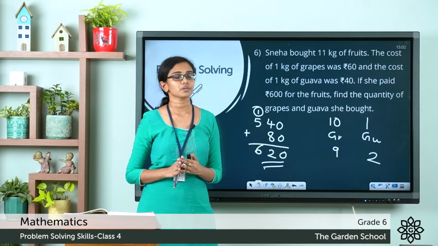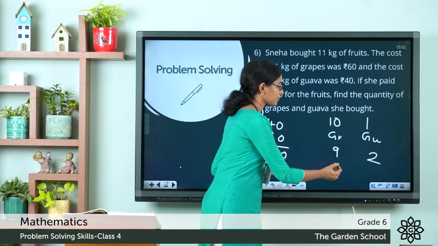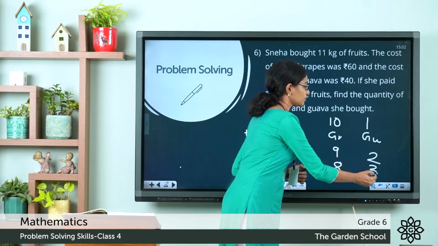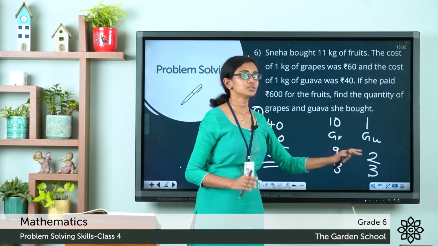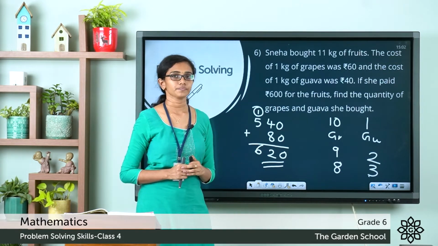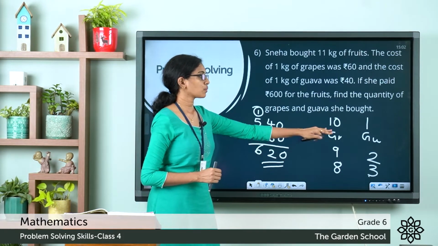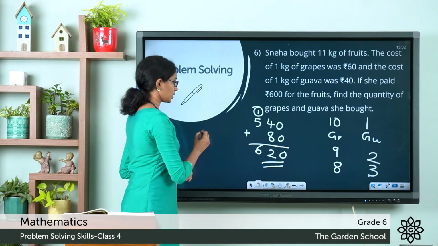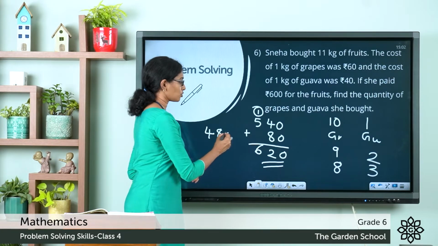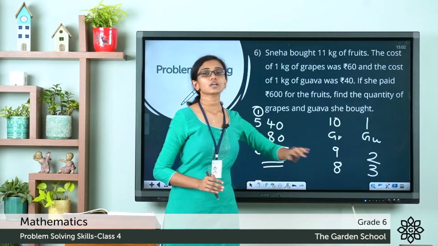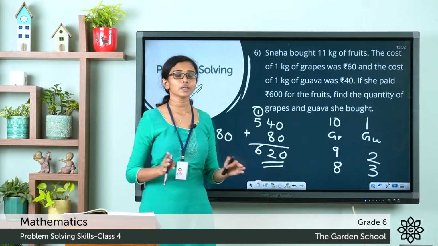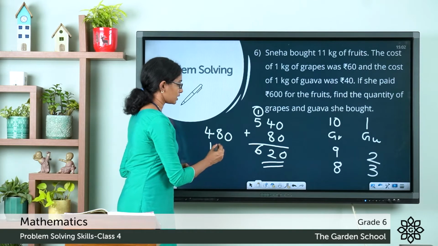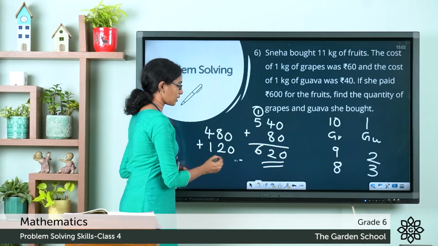Let's think of the next possible combination. What if she bought 8 kg of grapes and 3 kg of guava? 8 plus 3 is equal to 11 kg in total. So what is the cost of 8 kg of grapes? That would be equal to 8 into 60, which is equal to 480 rupees. Now, what is the cost of 3 kg of guava? That would be 3 into rupees 40, which is equal to rupees 120.